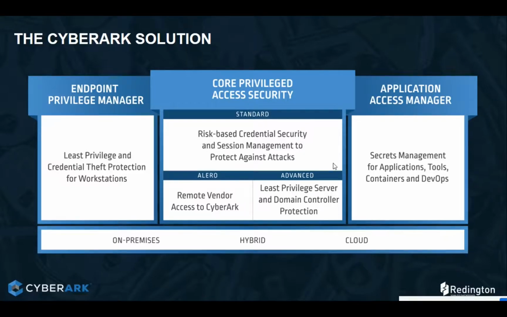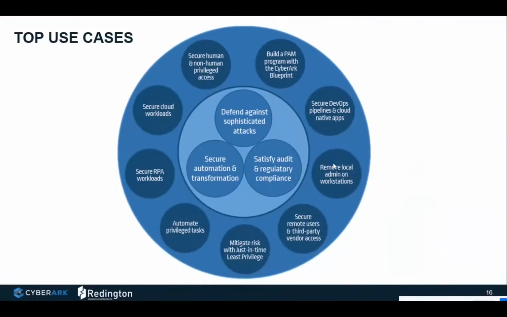Our solution can be implemented on-premise, cloud, and in hybrid environments. If you talk about top use cases, we're talking about defending against sophisticated attacks, satisfying audit and regulatory compliance, as we already saw from the top use case customer examples, and of course securing automation and transformation, because robotic process automation is very, very popular. So we have use cases around that. So there are 3 top use cases.